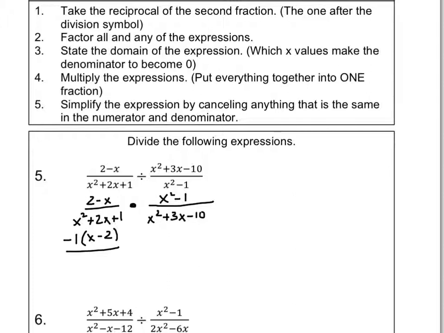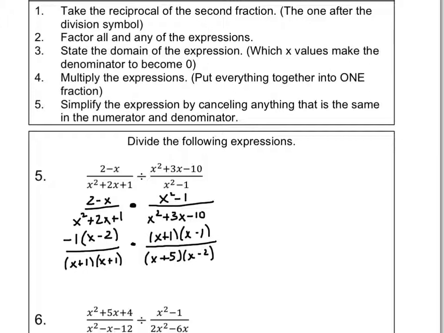Factors of 1 that add to 2 are x plus 1 and x plus 1. And x squared minus 1 factors out to x plus 1 and x minus 1. And on the bottom, factors of negative 10 that add to 3 are positive 5 and negative 2.